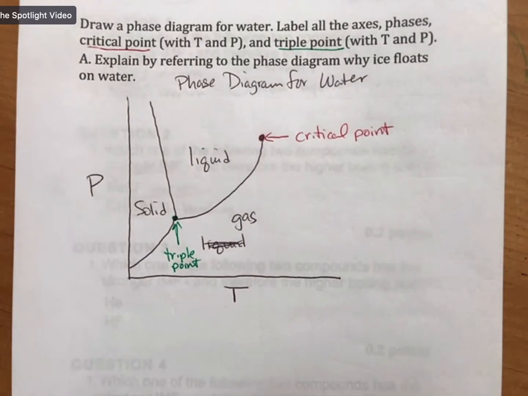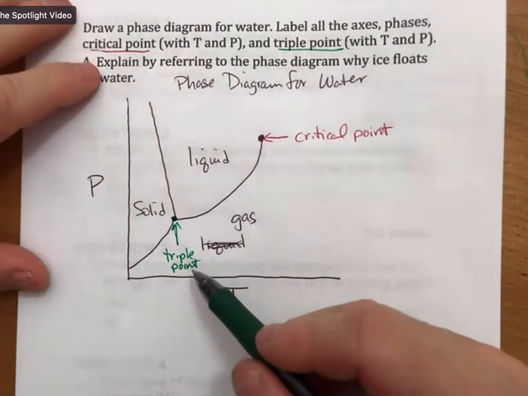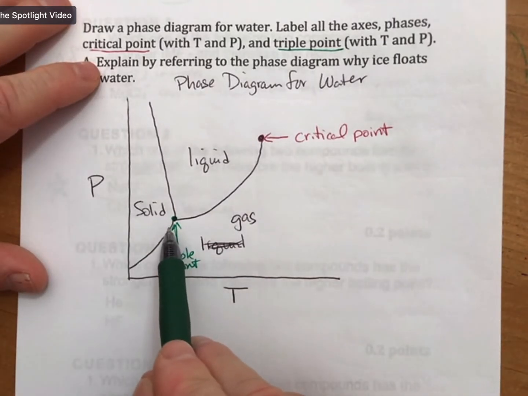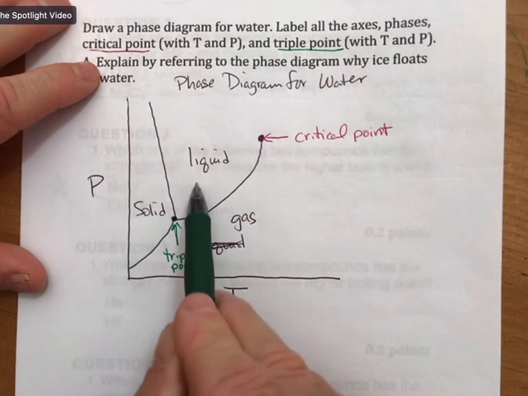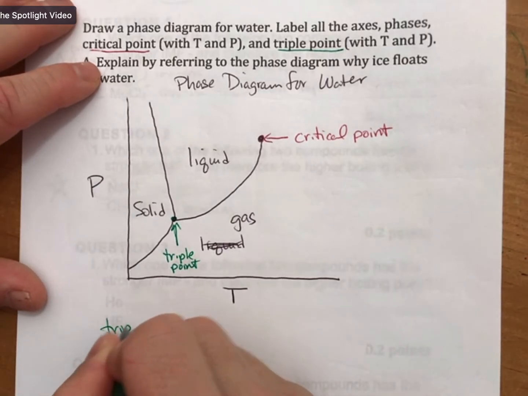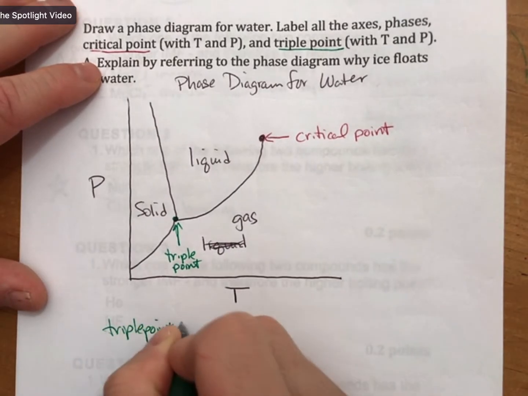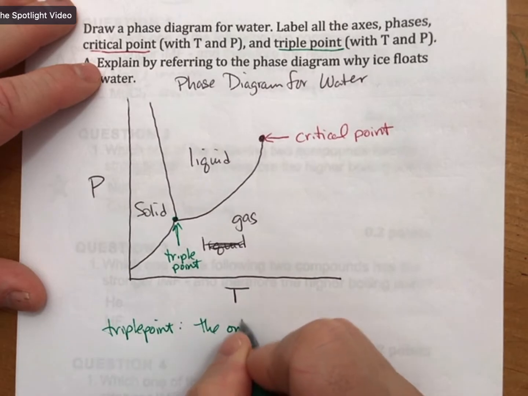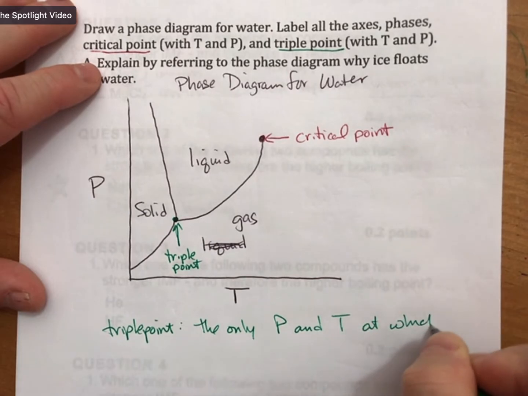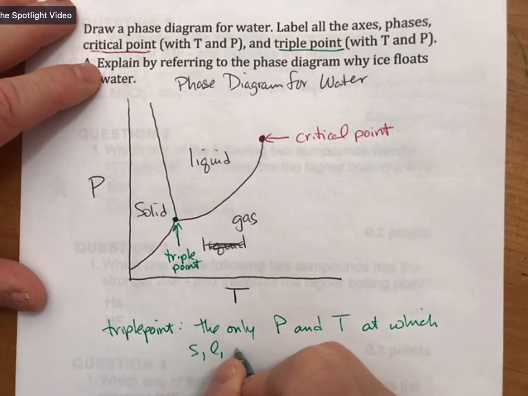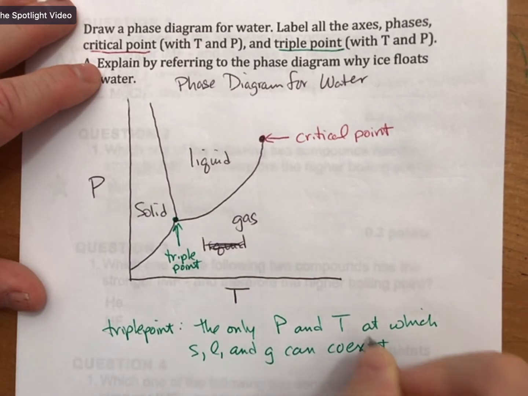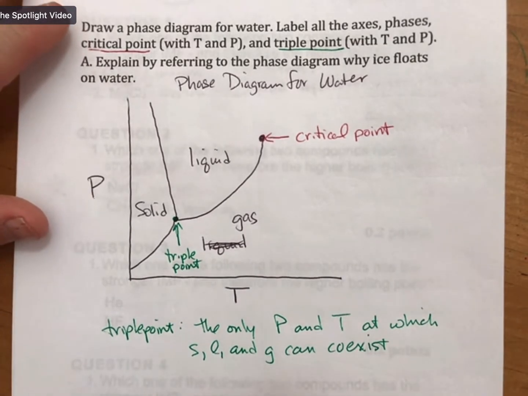Now, drawing this is one thing. The triple point is the only pressure temperature combination at which solid, liquid, and gas can coexist. That's what the triple point is.